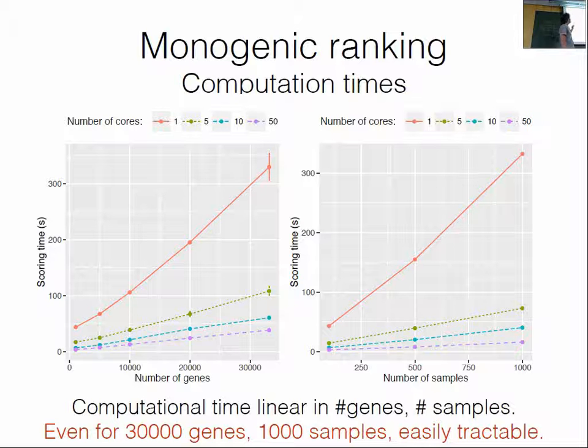The colors vary the number of cores, so how many processors you use to do the computation. If we use one core, this is what we have, and the more cores we use, the less time it takes. One thing to say is that here it doesn't take much time. Even for 30,000 genes, where the number of samples is fixed to 100, it would take a bit more than 300 seconds, which is about 5 minutes, to do all this computation with one core.